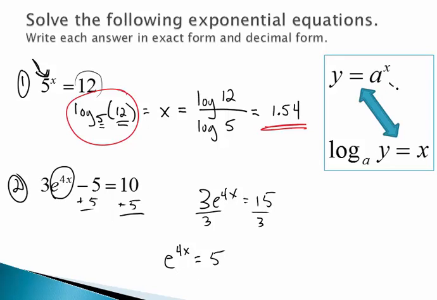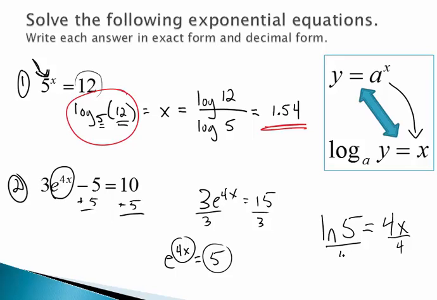Now go from exponential to log form. The base is e, so for log, that's the natural base. That's my input. That's my output. Then to solve for x, I just divide by 4. And there is my solution: the natural log of 5 over 4. I'll leave that one in exact form. If I want that in decimal form, I just plug that into my calculator.